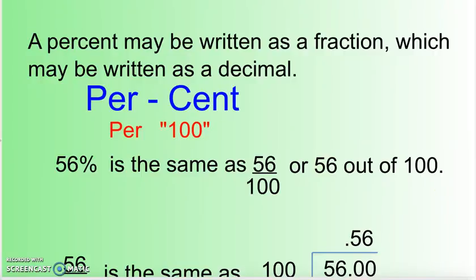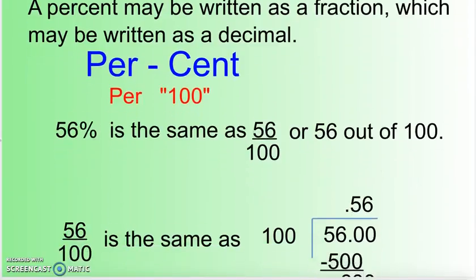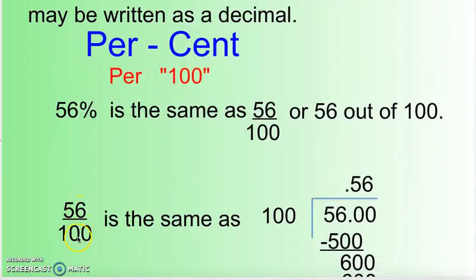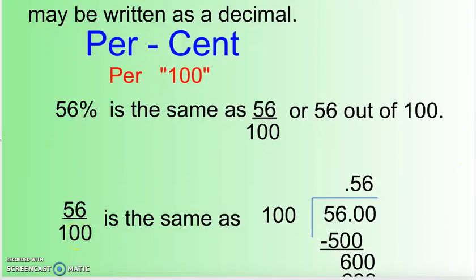Now, in our last video, we talked about how a fraction is basically a division problem. We changed our fractions to decimals, and so we're going to do the same thing with percents. We're going to take our knowledge of 56 100ths and know that it is 56 divided by 100, and we're going to use that knowledge to change it to a decimal.